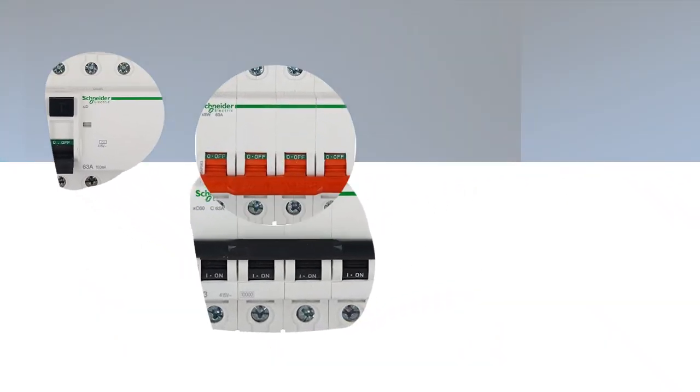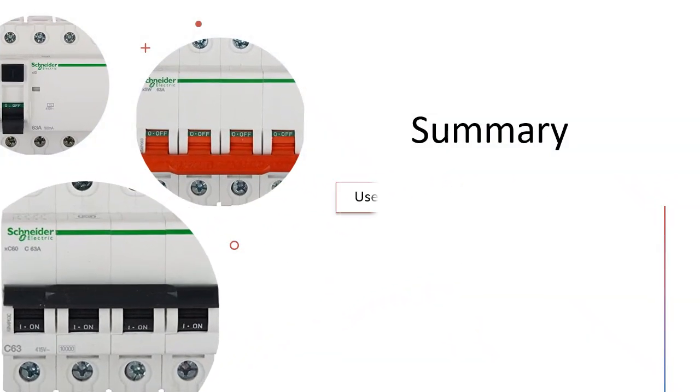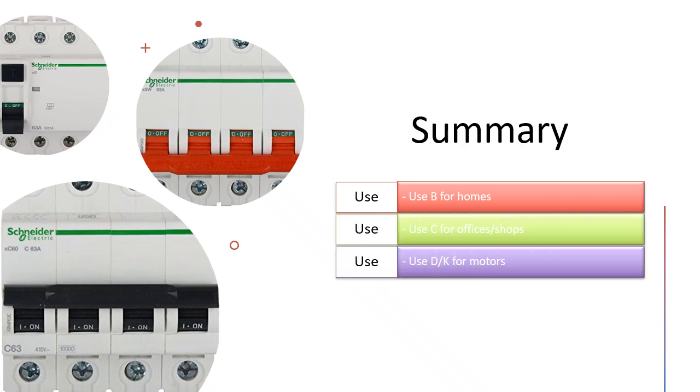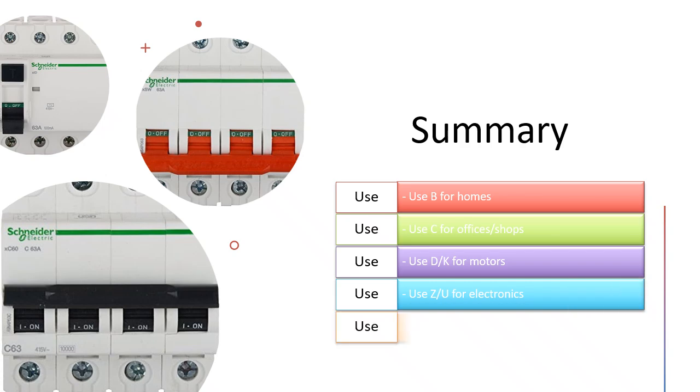Summary. To summarize, use B for household circuits, C for mixed commercial loads, and D or K for heavy machinery. Use Z or U for highly sensitive devices. Use MA when motors are already protected with external thermal relays.